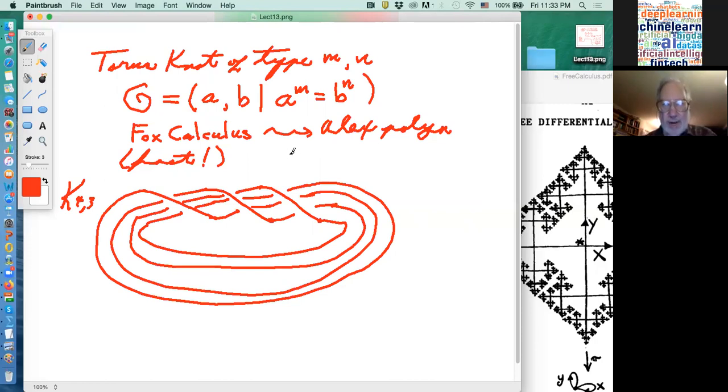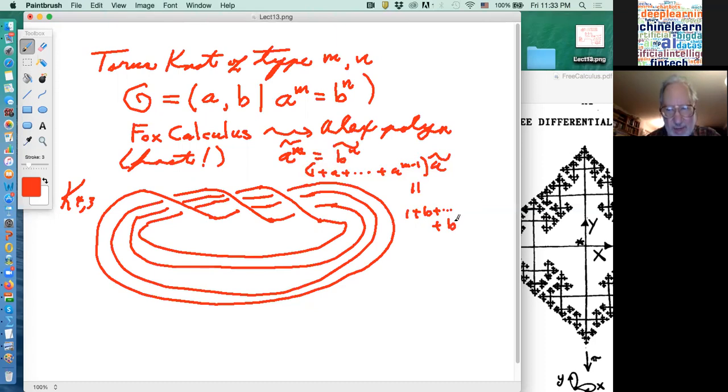What's going to happen here is you're going to be looking at A to the M tilde is equal to B to the N tilde, and that's going to look like, at the non-commutative level, 1 plus A plus and so on, plus A to the M minus 1, multiplied by A tilde, is equal to 1 plus B plus and so on, plus B to the N minus 1, then multiplied by B tilde. And then you have to think about, well, what element in the group does this go to? It's going to go to some power of t, and you have to figure out what power of t, what happens when you apply phi, but it won't be hard, and you can arrive at a nice formula for the Alexander polynomial.